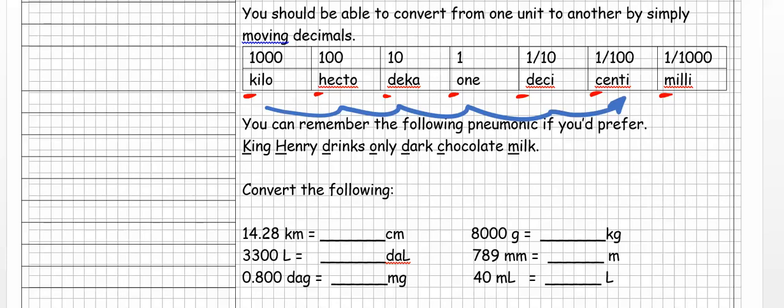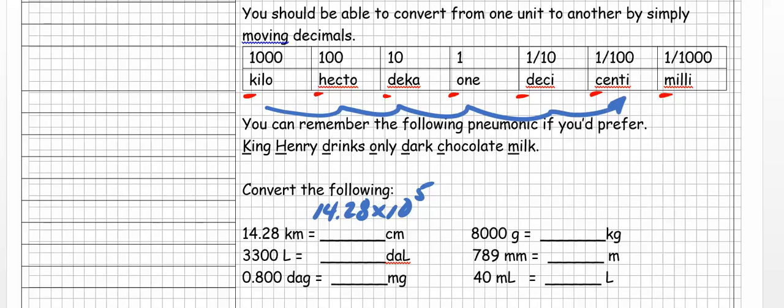So when we write kilometers to centimeters, we're going to say the number that we've been given, which in this case is 14.28 times, now watch this, 10 to a power, and that power is, in this case, we went over 1, 2, 3, 4, 5, 10 to the 5th, just like that. So 14.28 kilometers is equal to 14.28 times 10 to the 5th centimeters, okay? Centimeters.